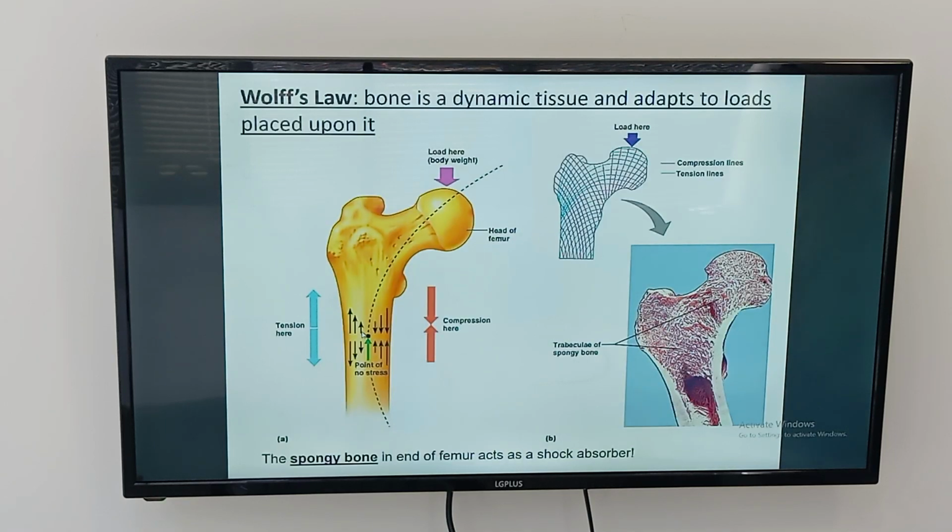This will withstand the force applied. You can see here, maybe in the middle, the point of no stress. When the body weight or the force is applied, let's say from outside to inside, the compression, the movement of the compression will be from the outside to the inside. The tension will move from inside to the outside in a point of resistance.